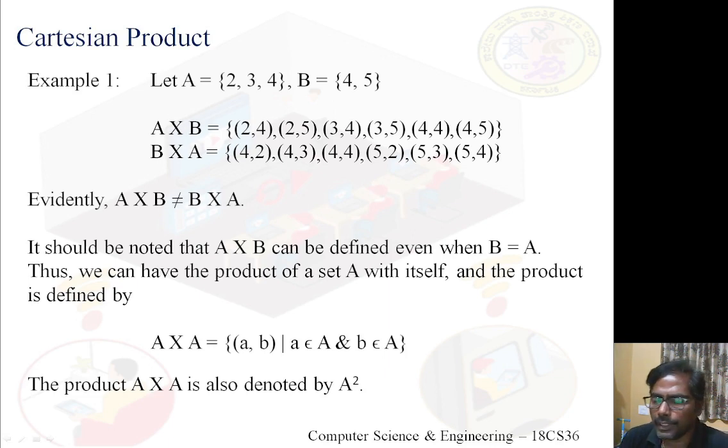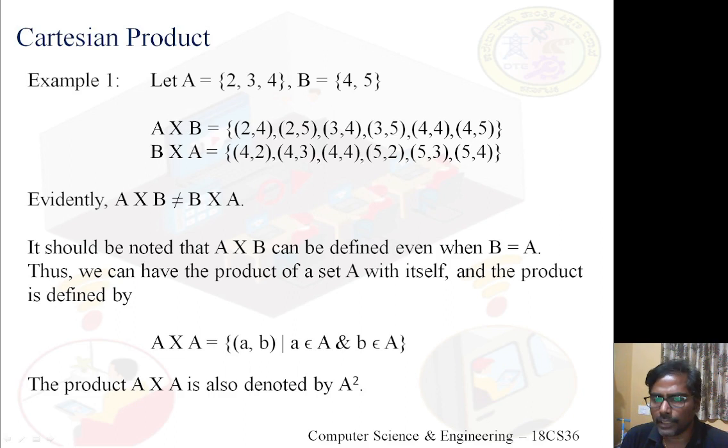So one more thing, in arithmetic we used to compute square, we used to compute cube, right? I mean to say we used to compute 2 square, we used to compute 2 cube. Similarly, we can apply cross product on the same set.